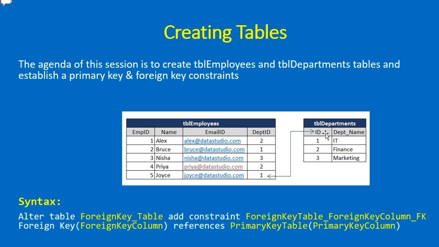So we use primary key constraint to ensure uniqueness of data and we use foreign key constraint to maintain relationship between tables. So if you look at here, we have defined two tables, TBL employees and TBL departments. TBL employees has four columns, that is employee ID, name, employee email ID, department ID. TBL departments table has two columns, ID and department name. We define relationship between these two tables using a foreign key constraint.